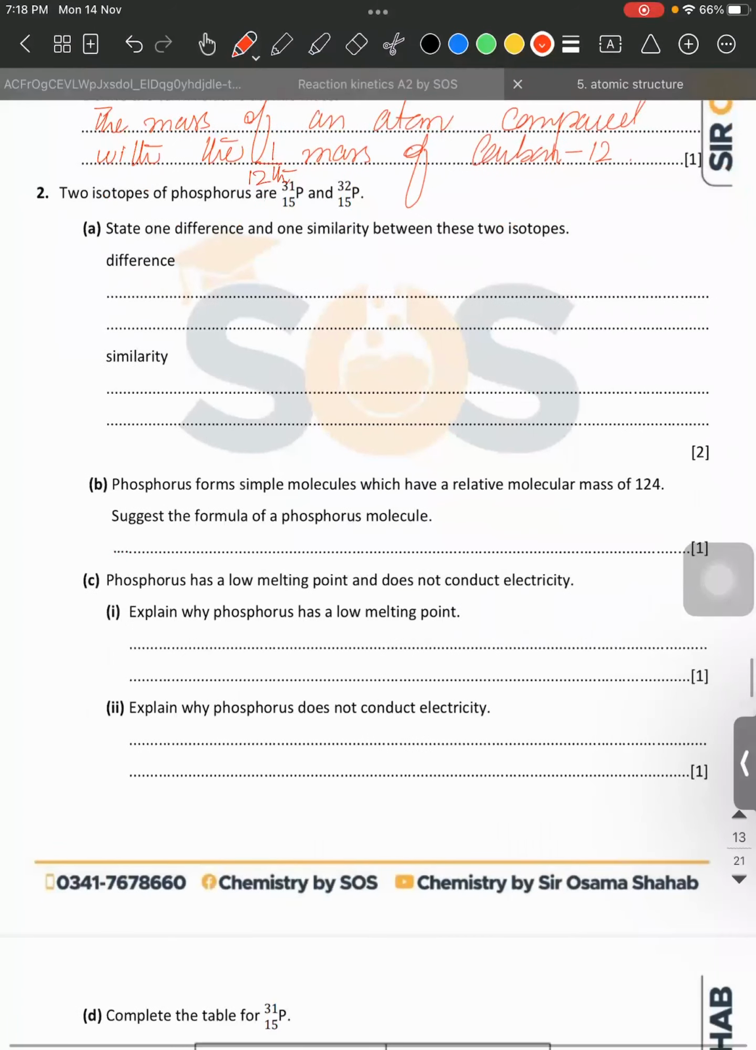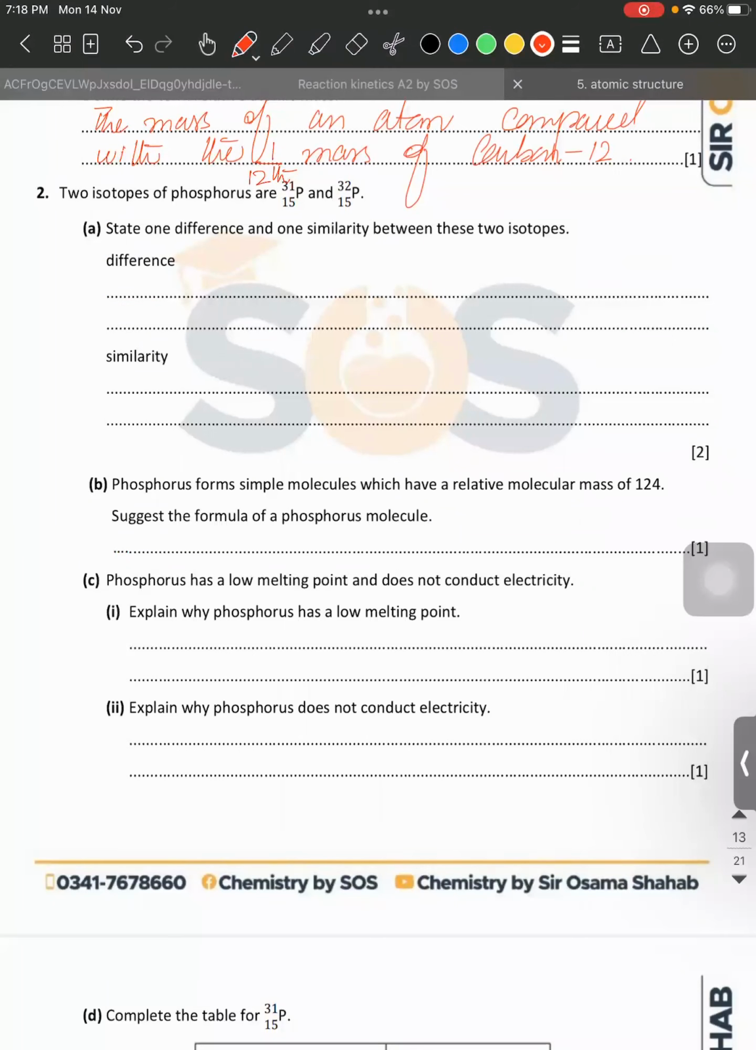Then the second question is saying that 2 isotopes of phosphorus are given to you. You can see what they gave you, right? Phosphorus 15 and 31 and phosphorus 15 and 32. These are the nucleon number and proton number they gave us, right? And now they're asking to state one difference and one similarity between these 2 isotopes.